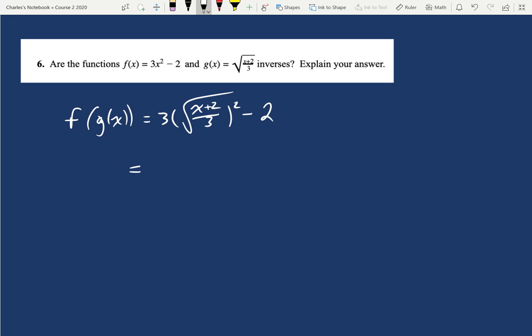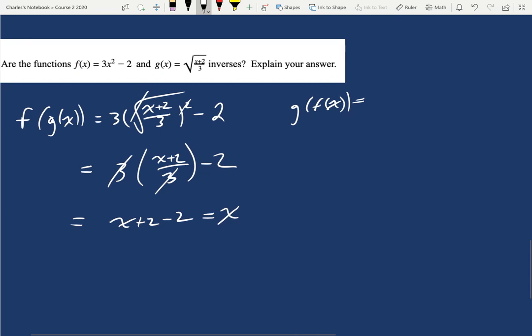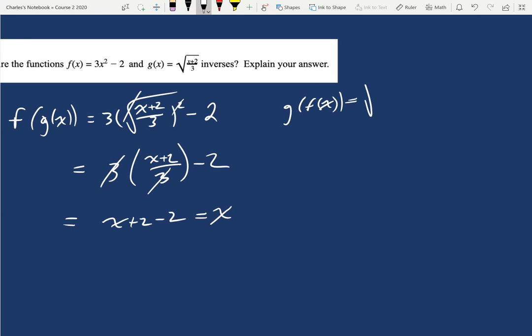So in this case, this squared thing is going to cancel out the square root. So I get 3 times x plus 2 divided by 3, minus 2. Then the 3's are going to cancel. Then I get x plus 2 minus 2, which equals x. So that looks promising. And just to be thorough, I'm going to plug f into g also.